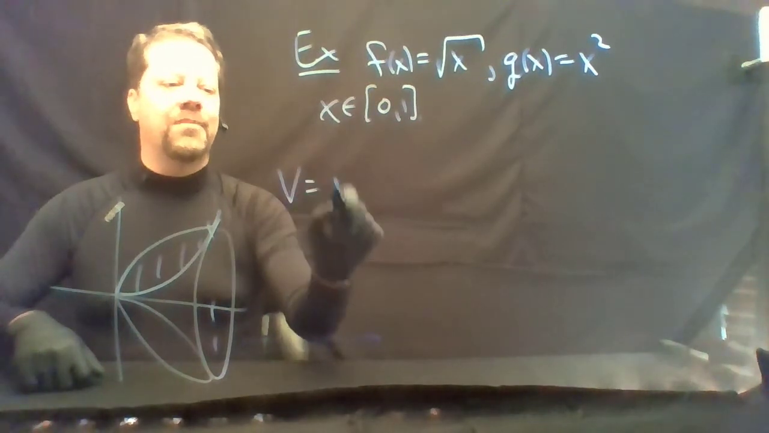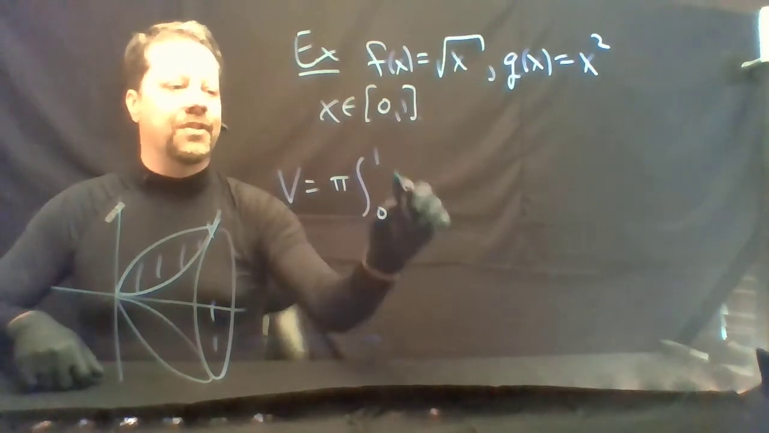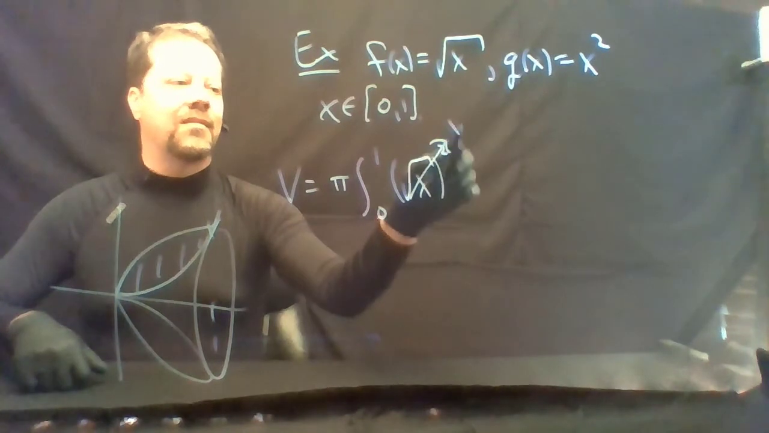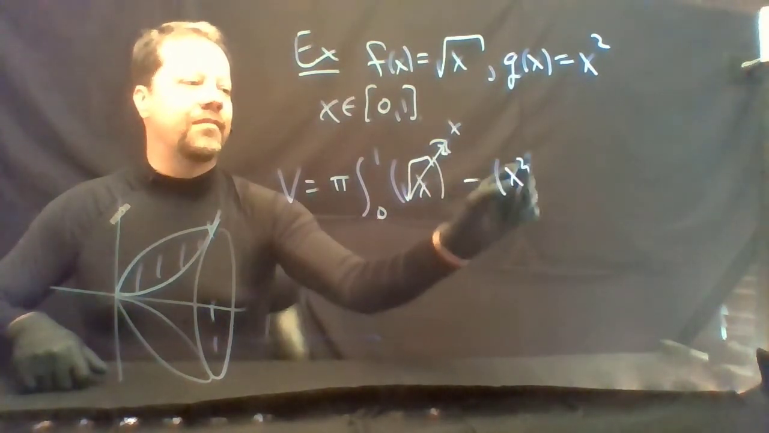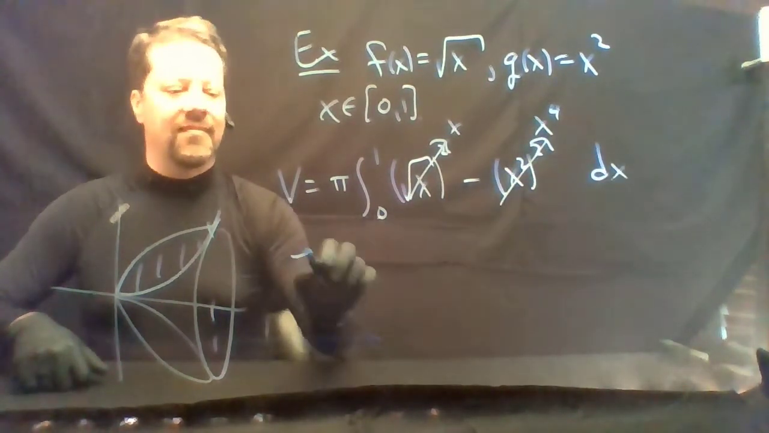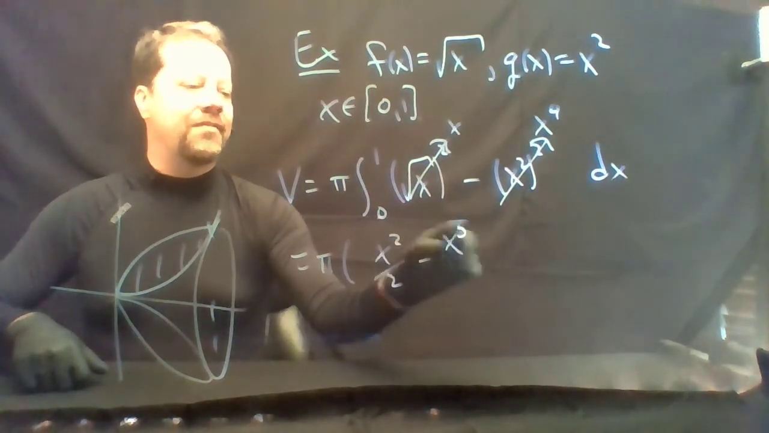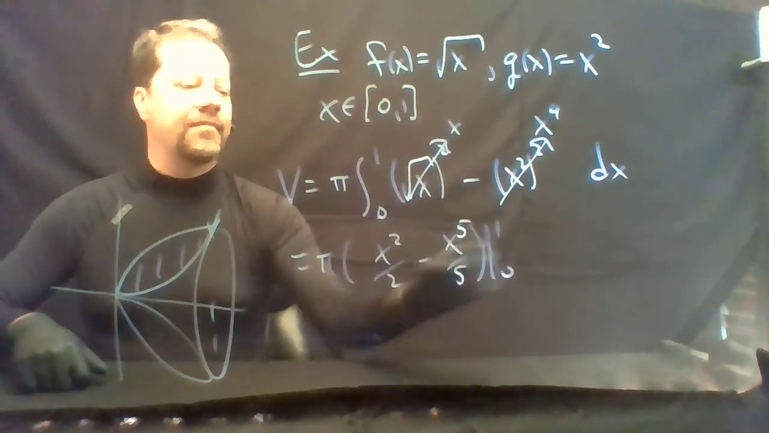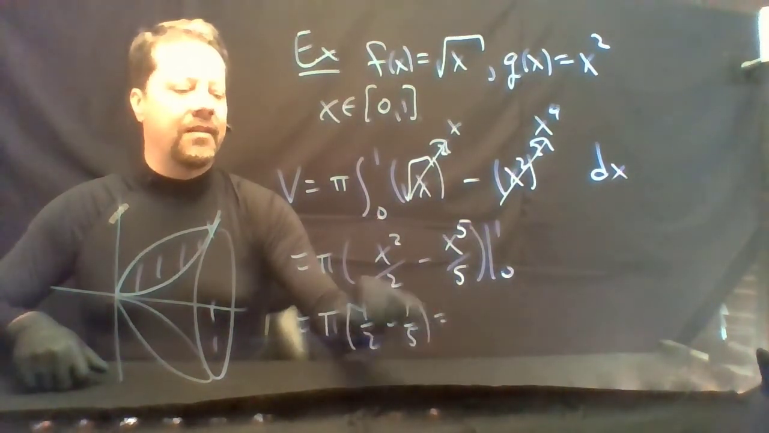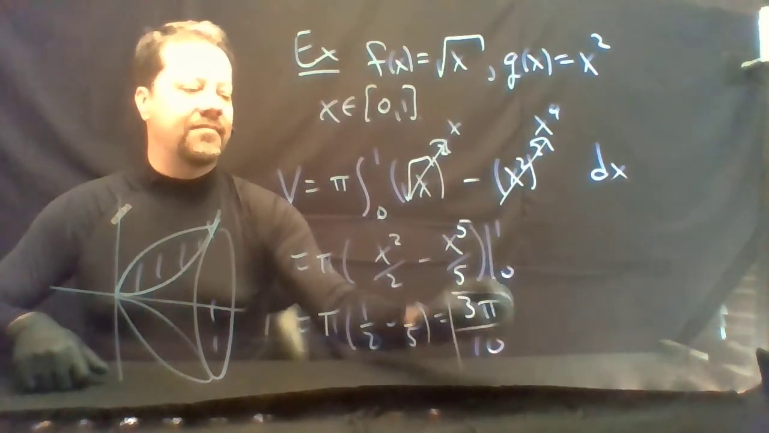The total volume should be pi, the integral from 0 to 1, the outer function squared, which is just x, minus the inner function squared. That gives me x to the fourth. So I get pi times x squared over 2 minus x to the fifth over 5. That's pi times 1/2 minus 1/5. 5 minus 2 is 3/10. That's 3 pi over 10.